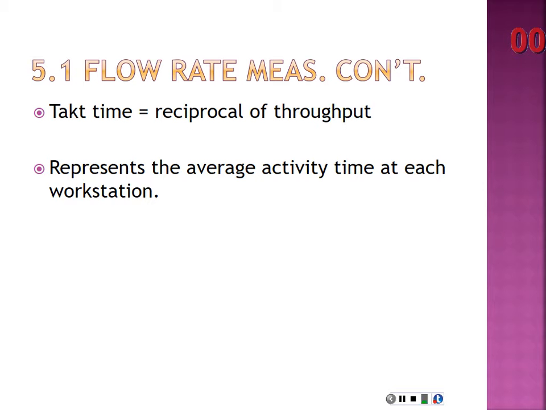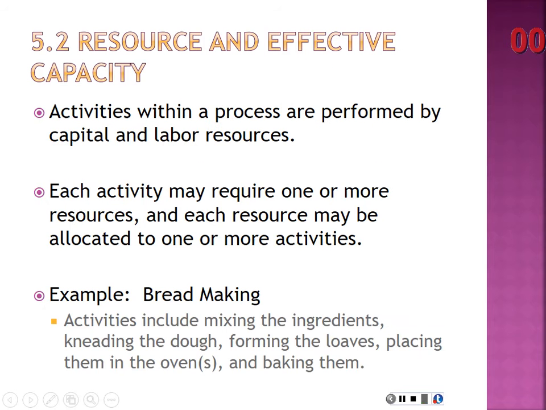Okay, and takt time represents the average activity time at each workstation. Okay. Activities within a process are performed by basically capital and labor resources. So each activity can require more than one resource, right? And each resource may be allocated to one or more activities.